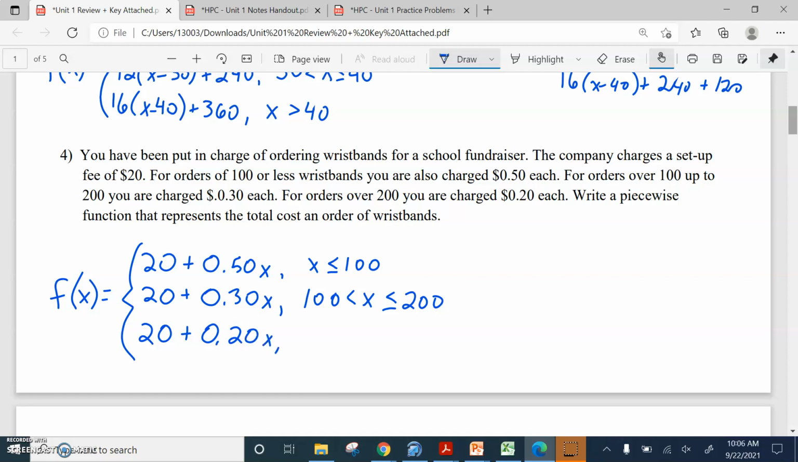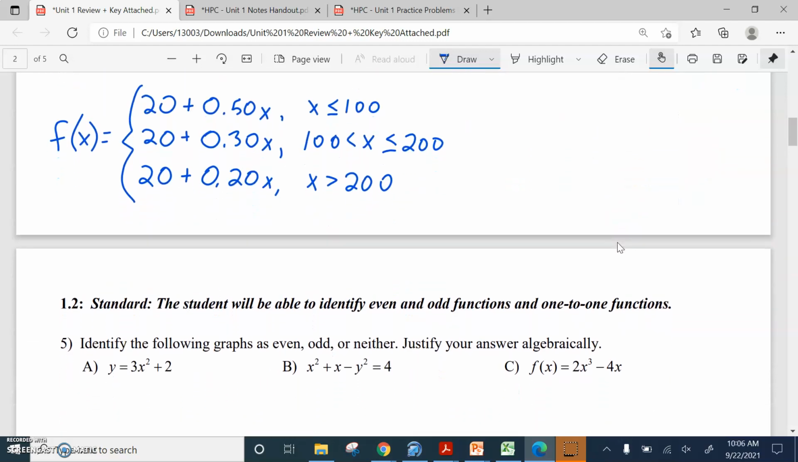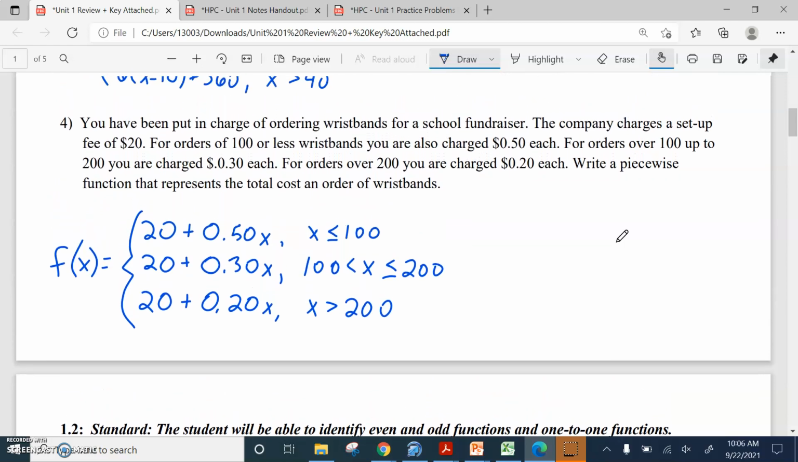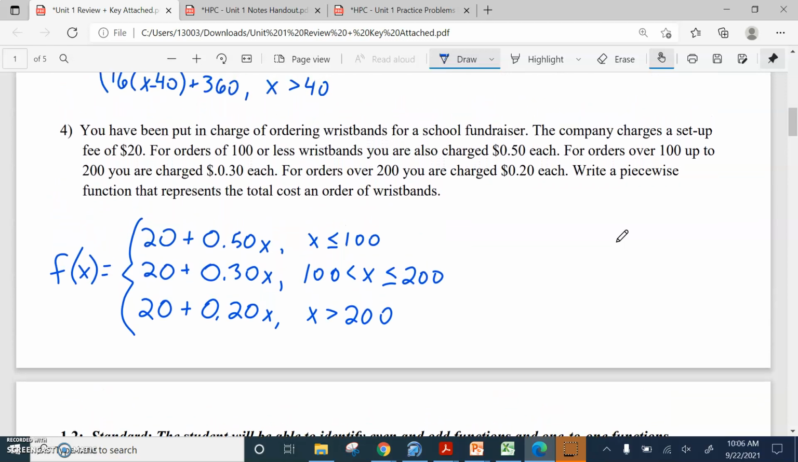So all 201, 250, whatever you order, are charged at 20 cents each. And that is good for x greater than 200, not including 200. So that was actually a pretty straightforward one there. Again, we're at a nice stopping point for time, as well as a new standard coming up for question 5. So we'll stop this video and move on to the next problems in the next video.